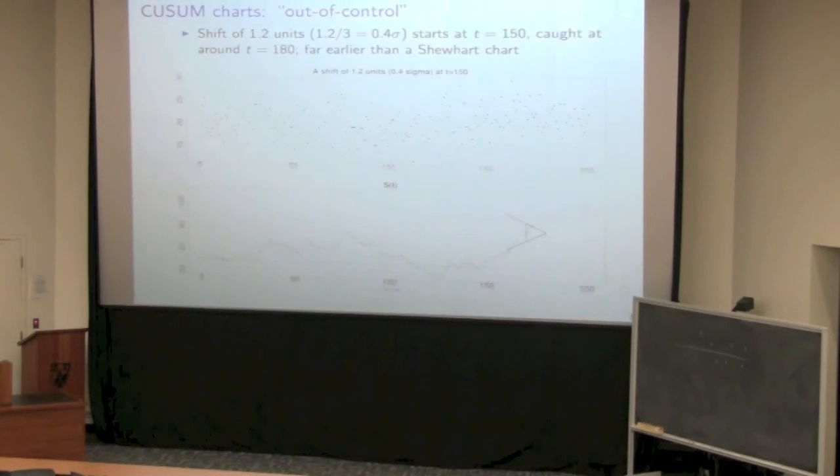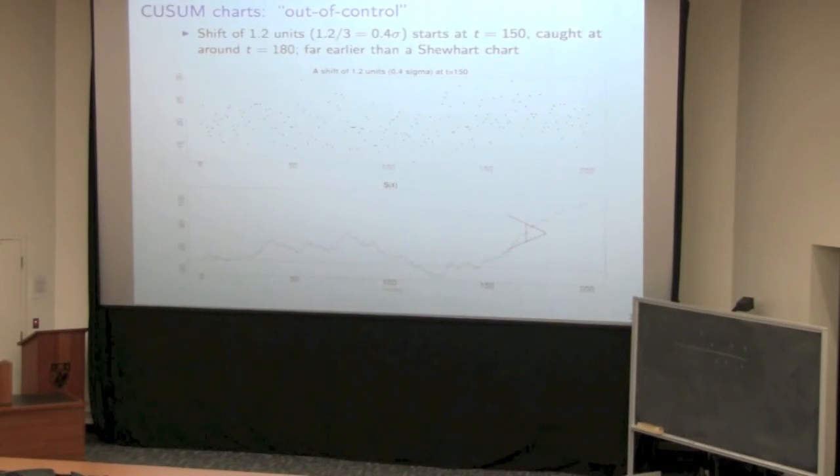Now let's take a look here. Here the problem occurs around 150. You see a small shift upwards, and you can see this cumulative sum chart starts to rise. And that black line tracks across the arms of the mask. So then we know the problem has occurred.